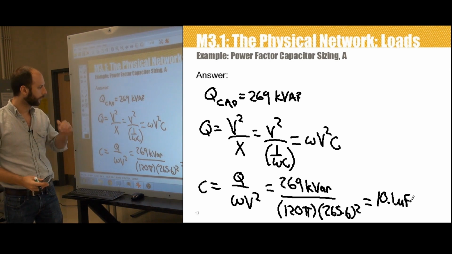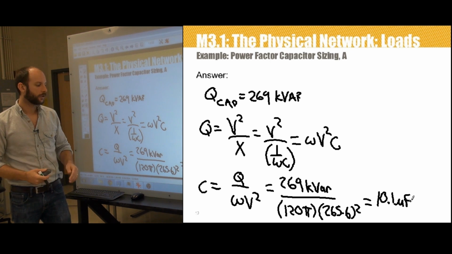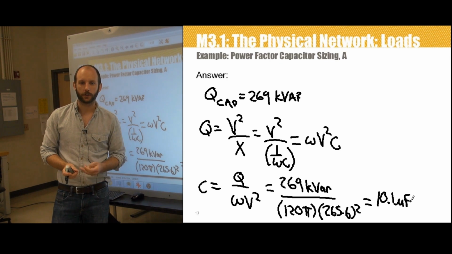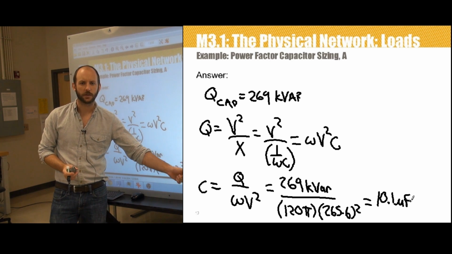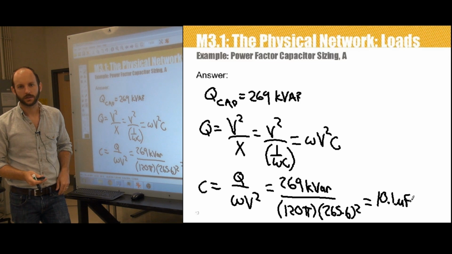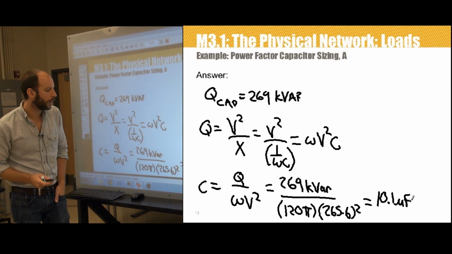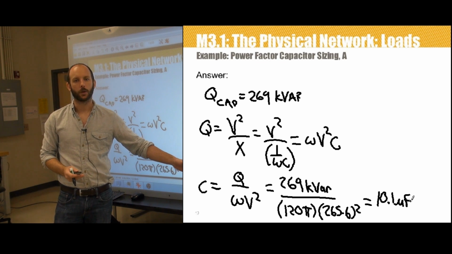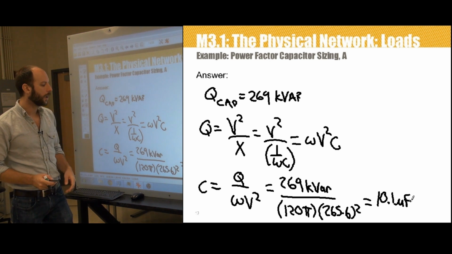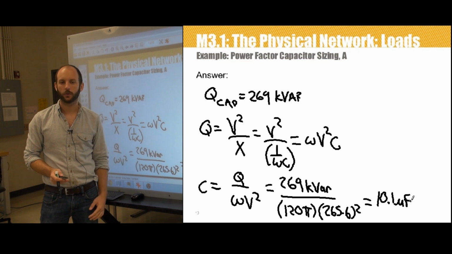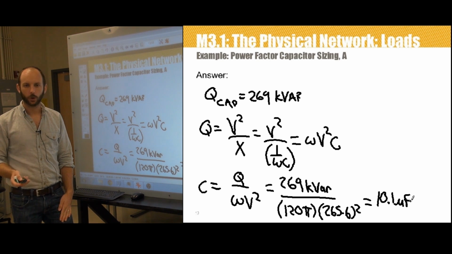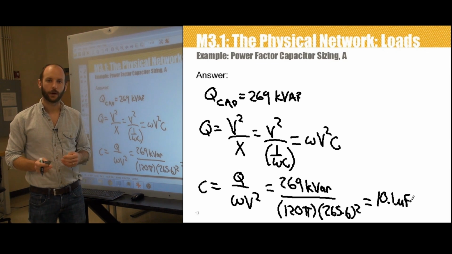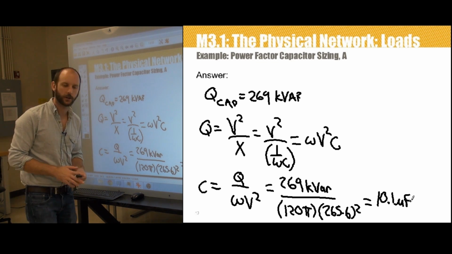So for power factor correction, we need to find ourselves a 10.1 microfarad capacitor, a relatively small value of capacitance, but it has to be rated for 265.6 volts RMS. So this is a power capacitor that we would need. And if we add that just in parallel to the circuit at the connection point of the load, we would correct from 0.7 power factor to 0.9 power factor.